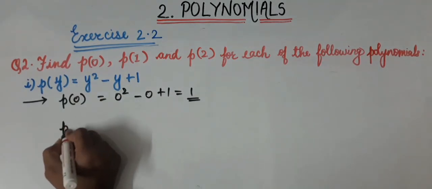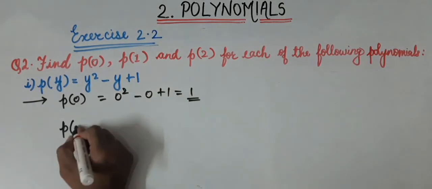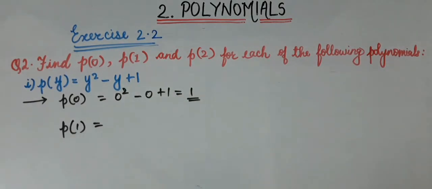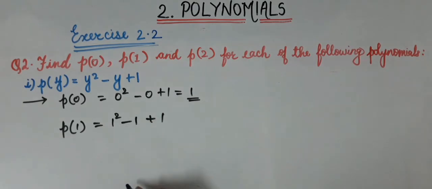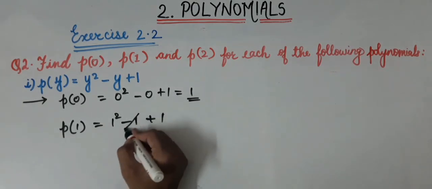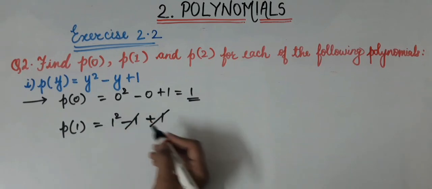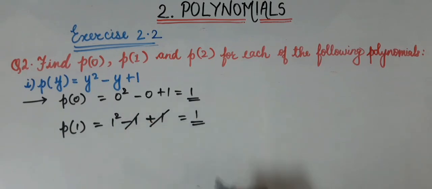Now find for the second, what is asked? p of 1. Find p of 1. Replace y by 1. So it will be 1 square minus 1 plus 1. Minus 1 plus 1 cancel. 1 square remains. 1 square is what? 1 only.